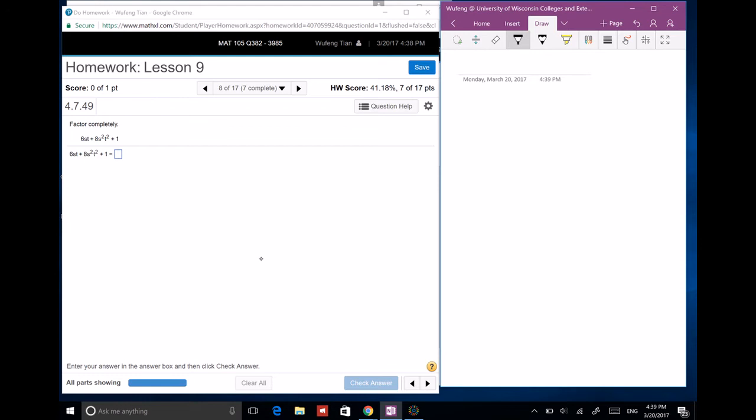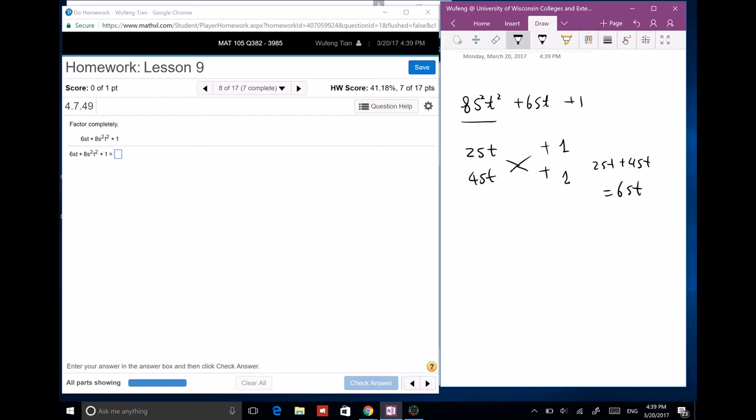Okay, so first we write down 8s squared t squared plus 6st plus 1. So what do we do here? We factor the 8s squared t squared into 2st times 4st, and the 1 into 1 and 1. Cross multiply, which gives us 2st plus 4st, which is 6st. That's right. So it's 2st plus 1 times 4st plus 1.